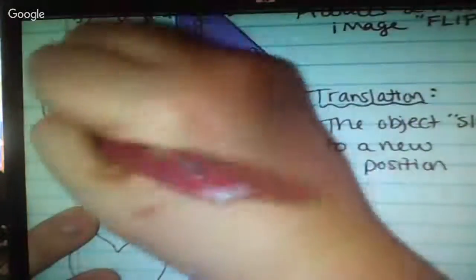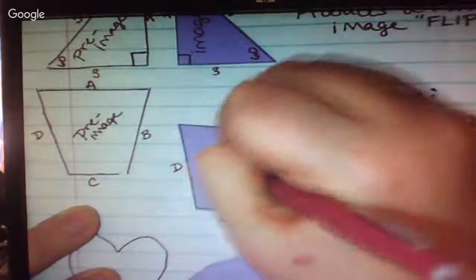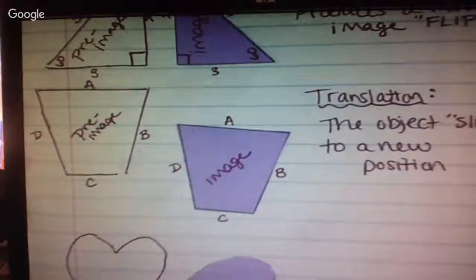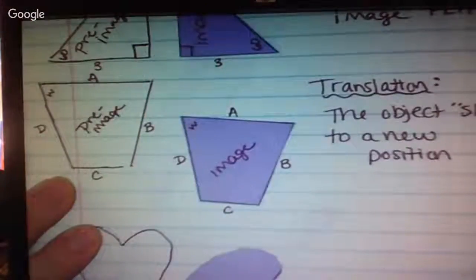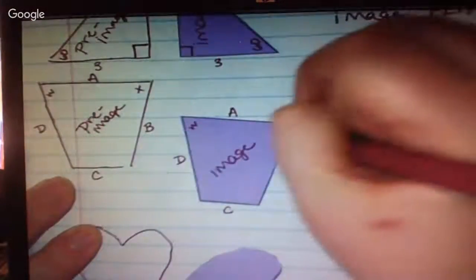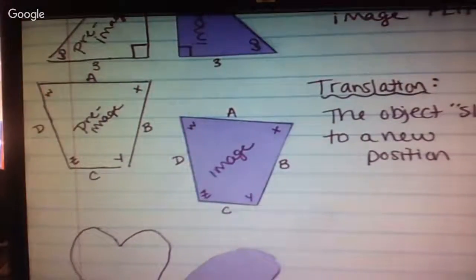This is still your pre-image, and this is your image. Your angles also stay the same in a translation. So if this is W, this is W. If this is X, this is X. If this is Y, this is Y, and this is Z. Okay, so in a translation as well, your sides stay the same, your angles stay the same.